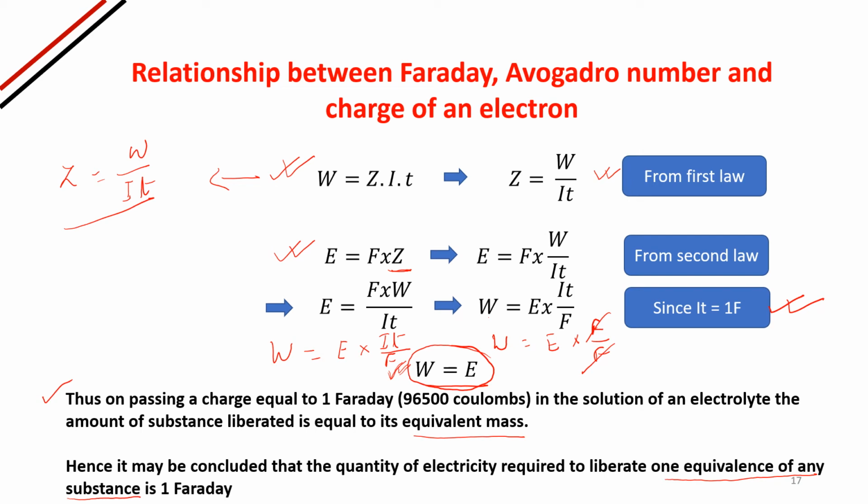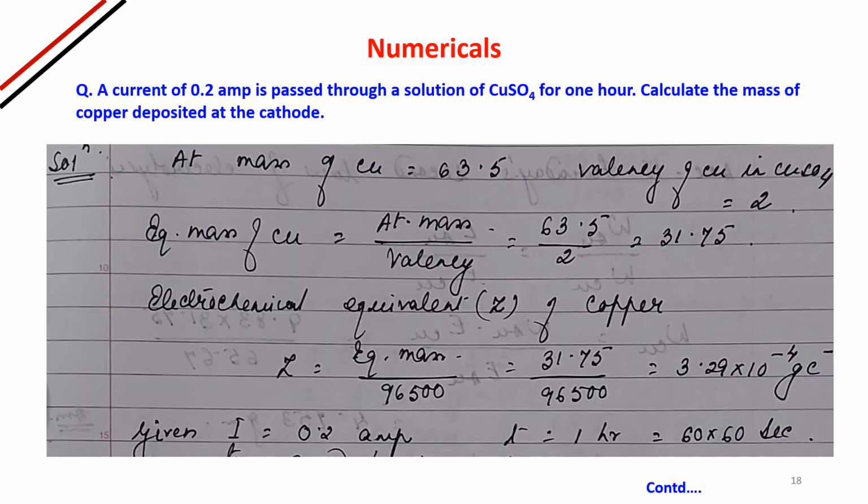Okay, children. Now let us solve some numericals. A current of 0.2 ampere is passed through a solution of copper sulfate for 1 hour. Calculate the mass of copper deposited at the cathode. You can understand this sum is a sum of Faraday's law. Now in that they are asking you to find out the mass of the copper deposited at the cathode. That means W they are asking.